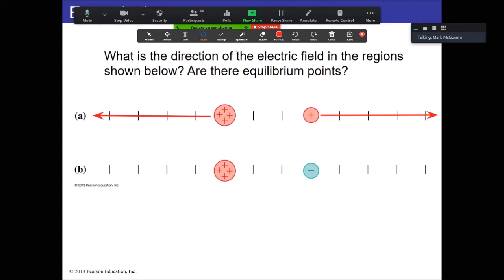Now obviously if you're in the middle, what's going to win? The positive 4 charge is going to win. But we have to move a little bit closer. We have to skew a little bit over to the single positive charge to figure out where the equilibrium is. And the equilibrium is actually right here.